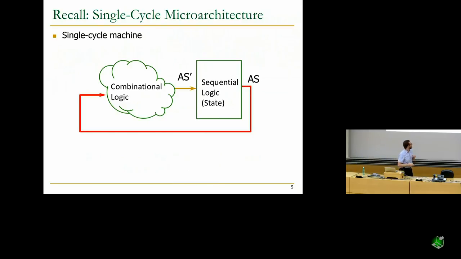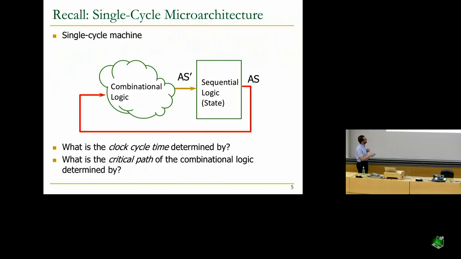Make sense? And I've asked you these questions. I'm going to ask you those again. What is the clock cycle determined by, and what is the critical path of the combinational logic determined by? Clock cycle is always determined by the longest critical path delay within this combinational logic, plus the setup and hold time, as we've discussed in the timing lectures. But we're going to look into that a little bit more later in this lecture.